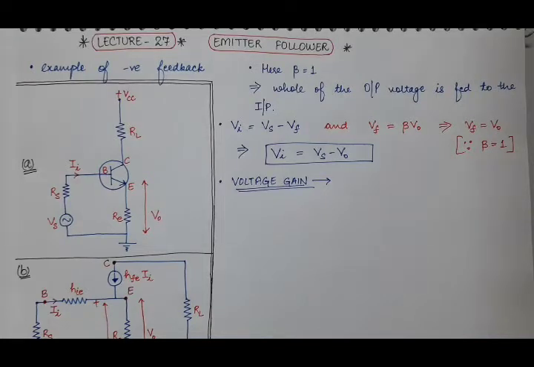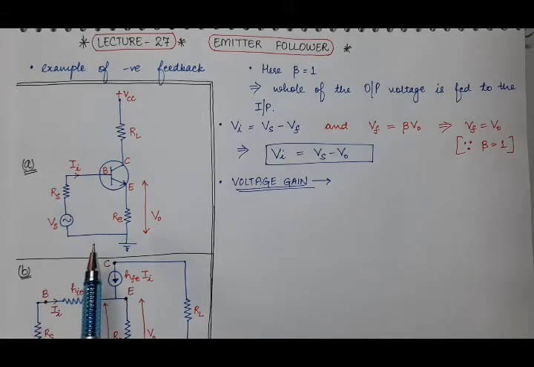Good morning students. In this lecture 27, we will discuss the last topic of the chapter, feedback in amplifiers, which is one of the most important topics of this chapter: the emitter follower. The emitter follower is a transistor amplifier which is a very good example of negative feedback.